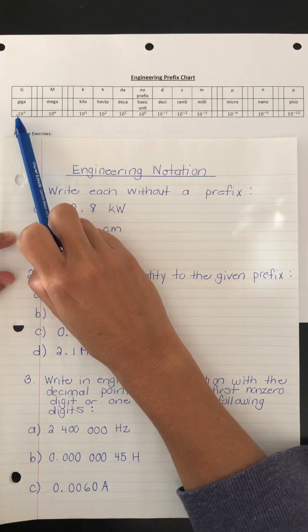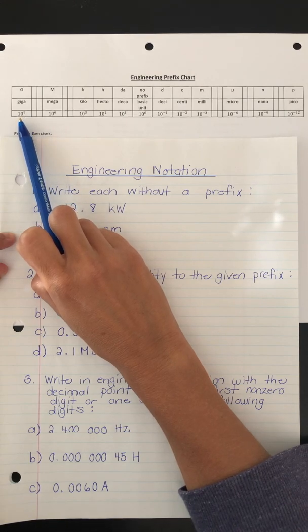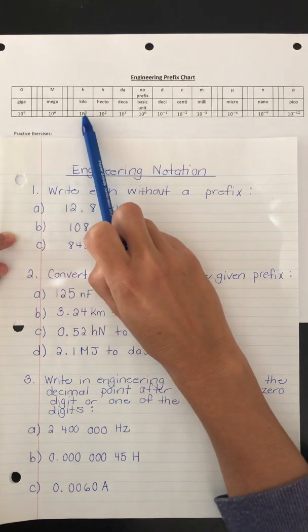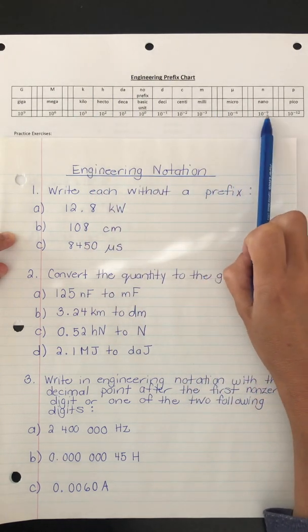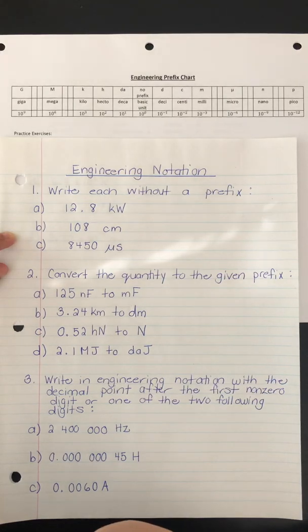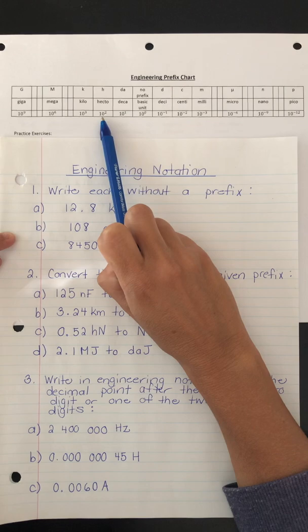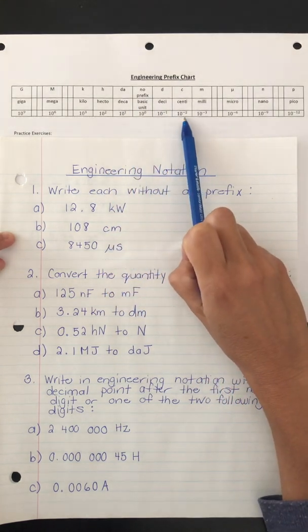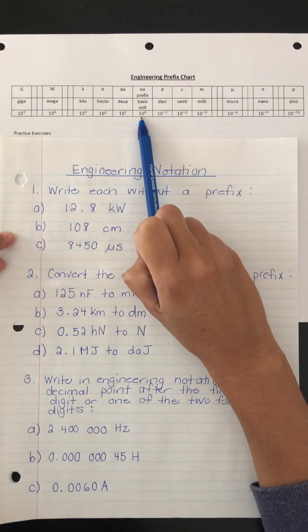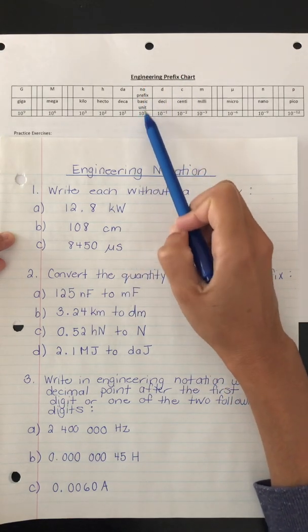Many of the prefixes have exponents that are multiples of 3, and these would include giga, mega, kilo, milli, micro, nano, and pico. But I've also included in here the prefixes for 10 squared, 10 to the 1, 10 to the negative 1, and 10 to the negative 2. Here, with an exponent of 0, we would have the basic unit with no prefix.